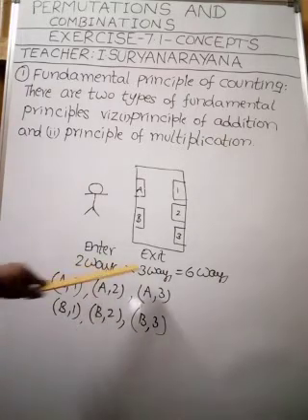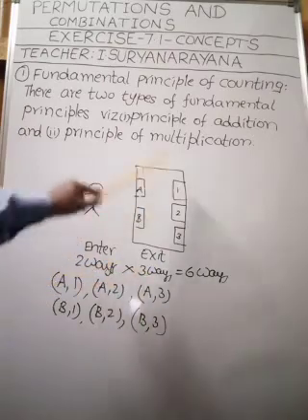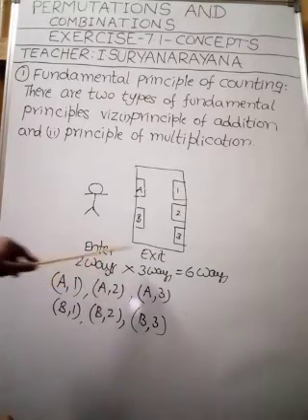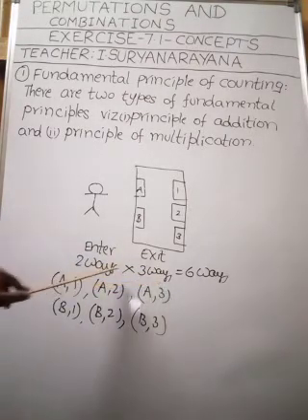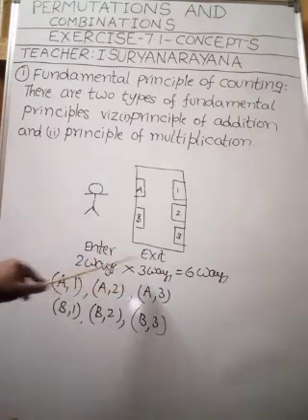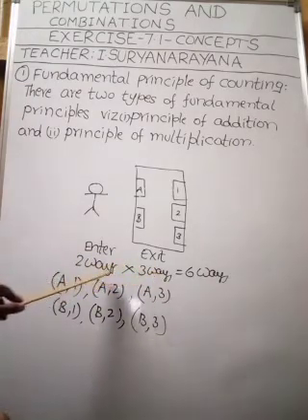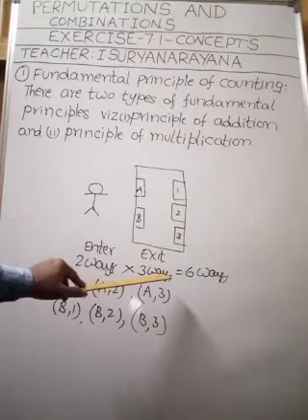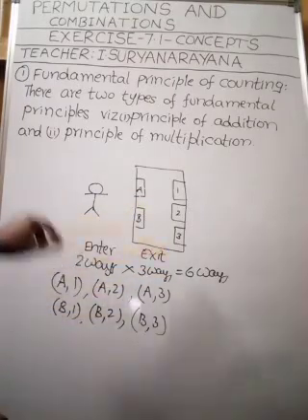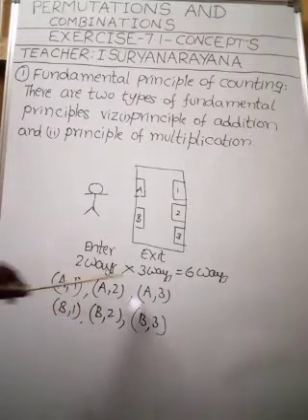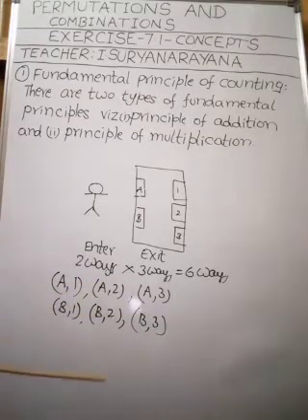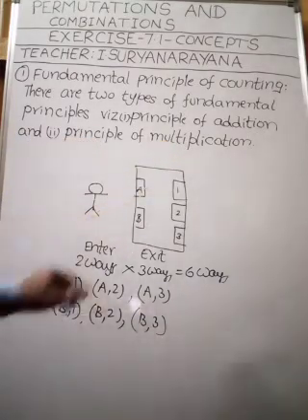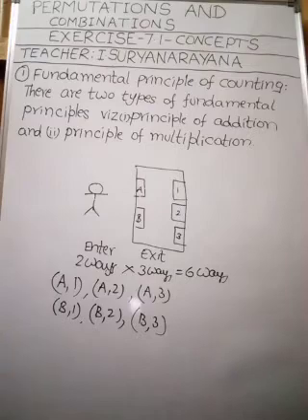So two events are involved in this entire operation. The first event is enter the room and the second event is exit the room. Two events, one after the other, consecutively. One job is completed, after that the second job is done. In this context, to find the number of ways to complete the entire job, we use the principle of multiplication. Understood this example, my dear children? Right.